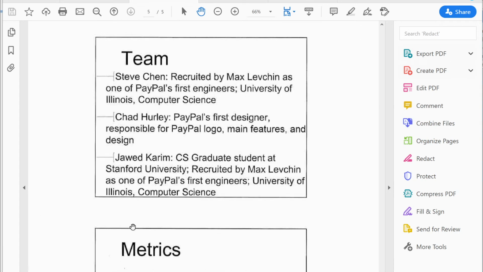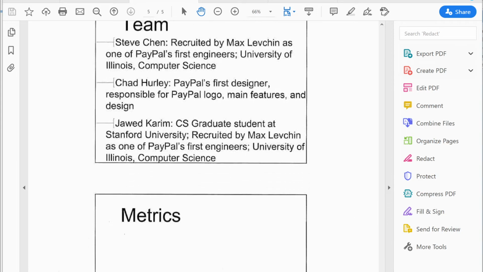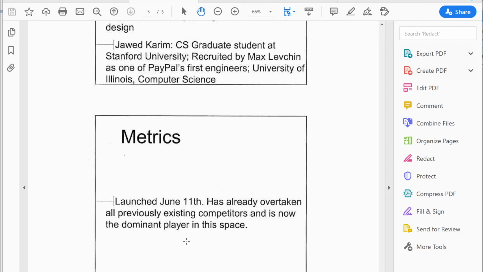They came from PayPal, and then the tech person is actually a CS graduate student at Stanford at the time. And then metrics. What's the metrics? They launched on June 11th, has already taken all previously existing competitors, and is now a dominant player in the space. Again, they did not actually put any numbers except for the fact they launched June 11th, but that shows you that they already acted on it. They actually launched the product and it's in existence. You can look it up, and they're doing better than competitors.